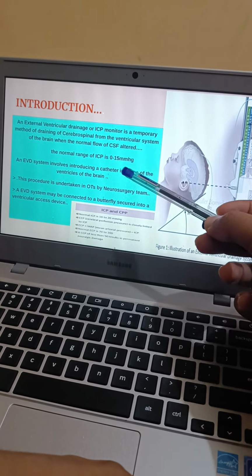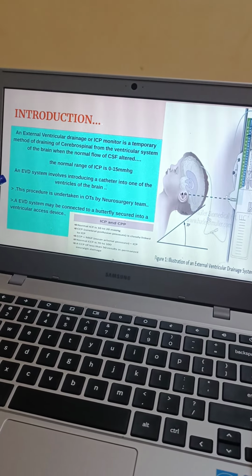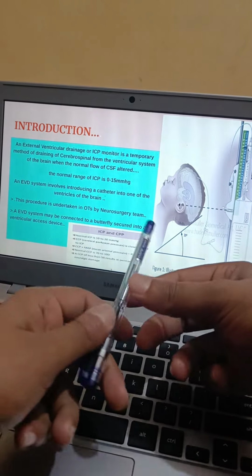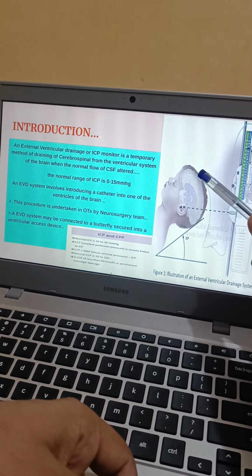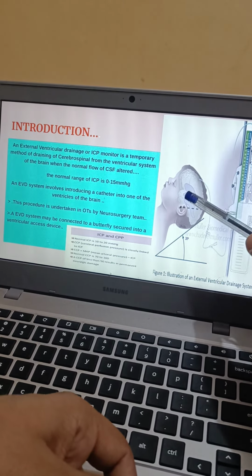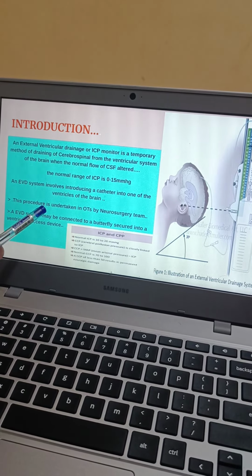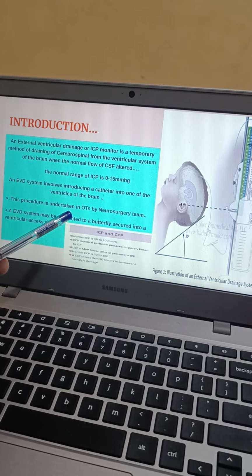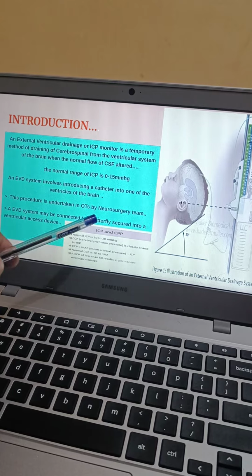The 0 to 15 millimeters of mercury is the normal pressure. An EVD system involves introducing a catheter into one of the ventricles of the brain, as I said before. A small catheter is introduced inside the brain, and with that they drain the excess CSF. EVD insertion is done by the neurosurgery team, usually in the OR, and also in a well-equipped ER or ICU. The main thing is that only the neurosurgery team inserts the EVD.